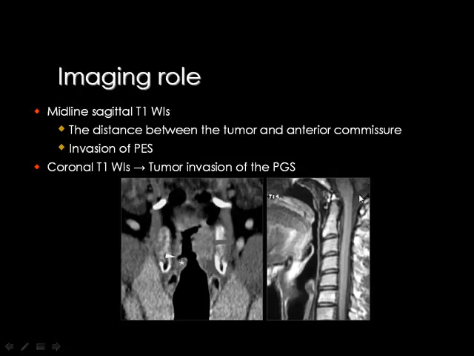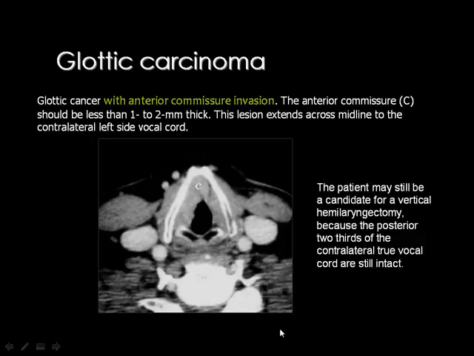This is the sagittal T1 weighted image of the larynx by MRI. You can see the epiglottis and reaching down to the level of the anterior commissure, and this is very helpful to detect the relation of the lesion to the site of the anterior commissure. Also, the coronal images are very good in this particular domain.